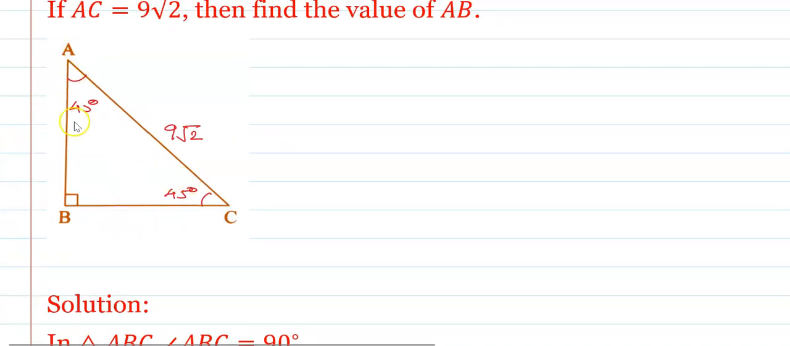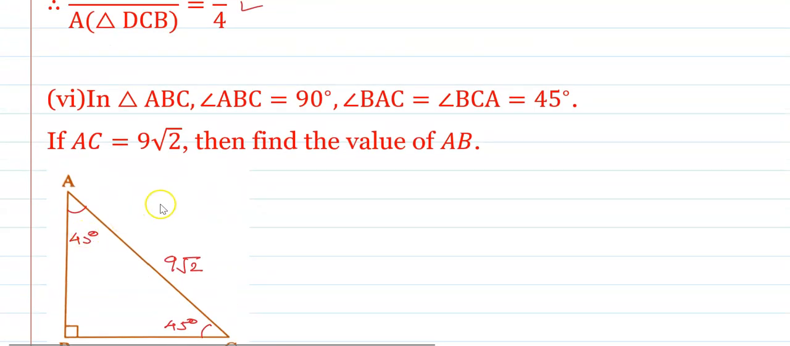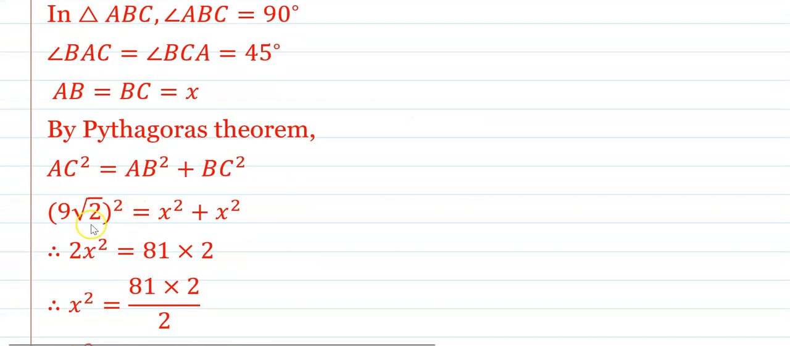By the Pythagoras theorem, AC square is equal to AB square plus BC square. Therefore, AC is 9√2, so (9√2) square. AB is X square, BC is X square. X square plus X square is 2X square.